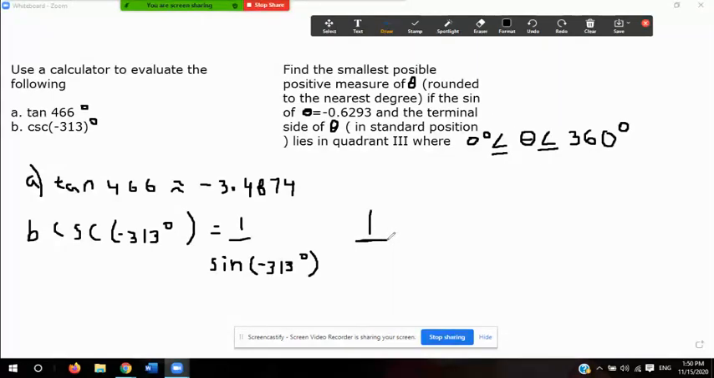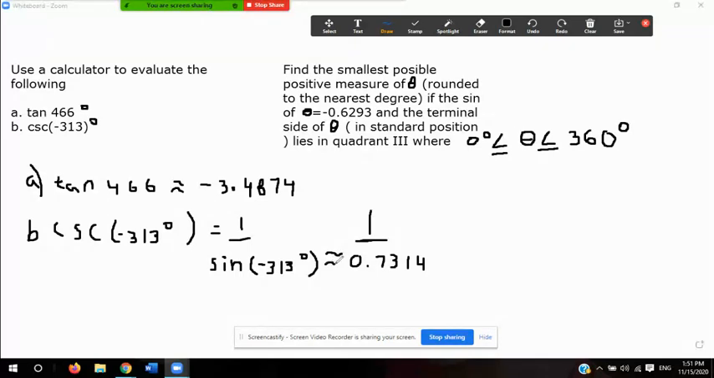approximately 0.7314. And this is, of course, the approximate answer, so I'm writing the approximate sign here.